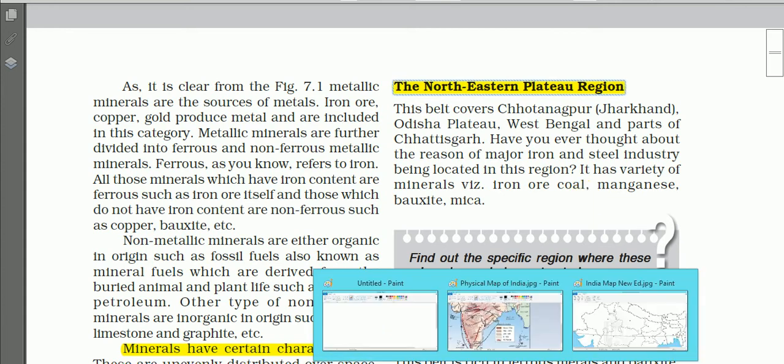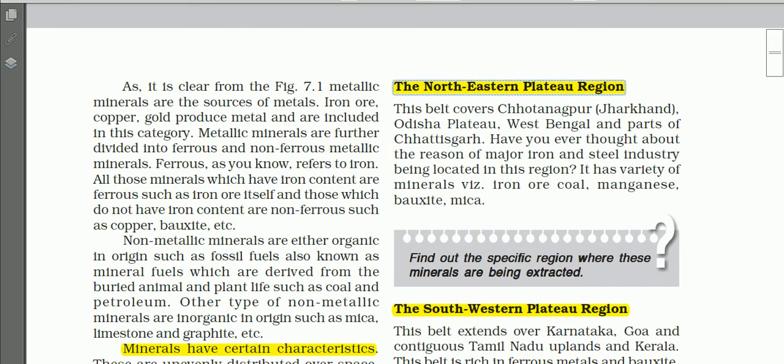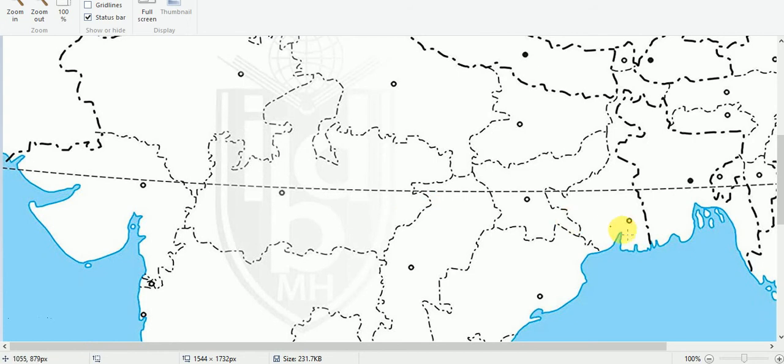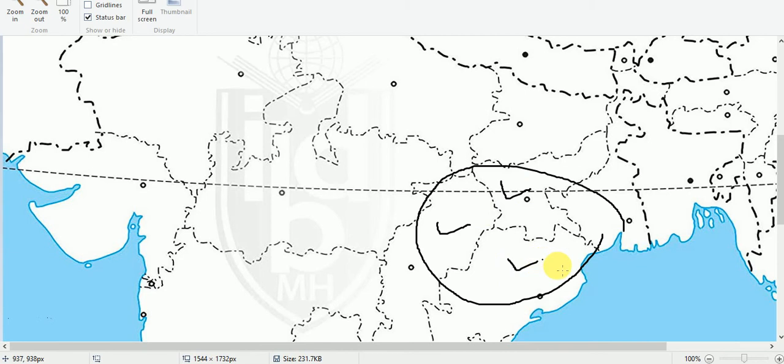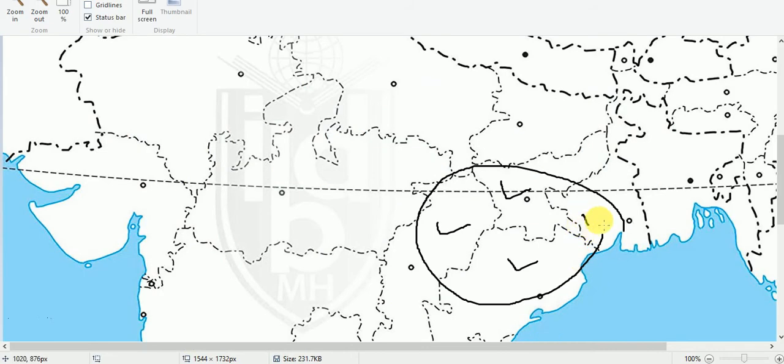You know the Chotanagpur Plateau, see it is here. I think you are seeing the Chotanagpur Plateau here. This belt, the Chotanagpur Plateau, covers Jharkhand, Orissa, West Bengal and Chhattisgarh. This Chotanagpur Plateau covers this area. Here we have Jharkhand, then Chhattisgarh, Orissa also, and West Bengal. So this is the Chotanagpur Plateau region.